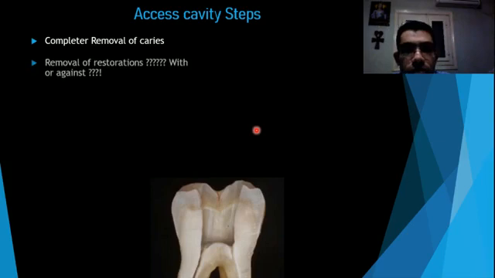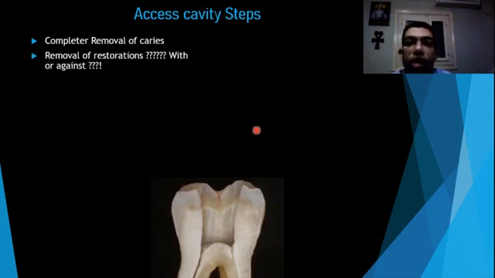Second step is the removal of restorations. If you are doing root canal treatment for a tooth which has a coronal restoration before, you should remove all the restoration, even if this restoration looks nice from the outside, because this restoration may hide a recurrent caries underneath or a crack under this restoration.